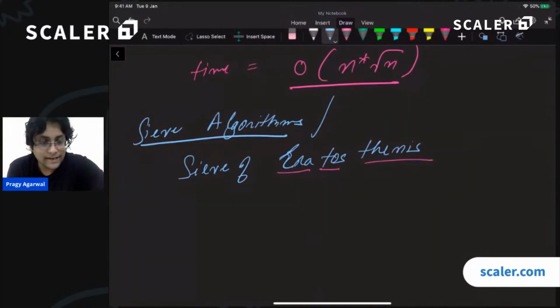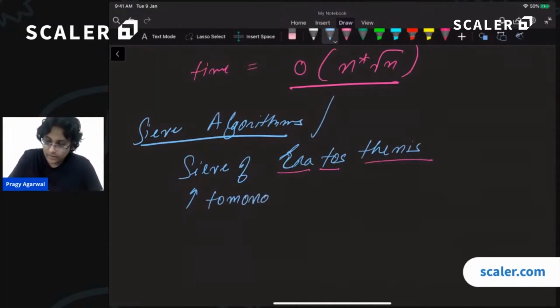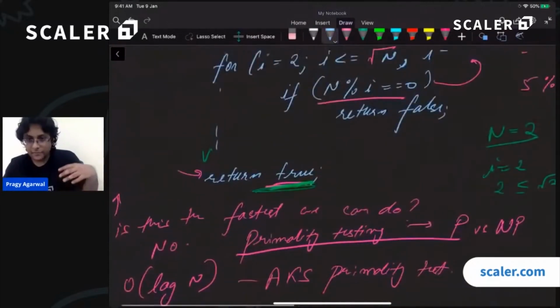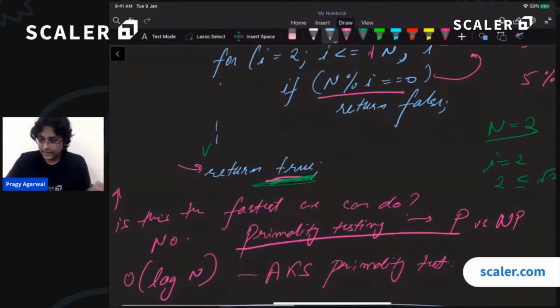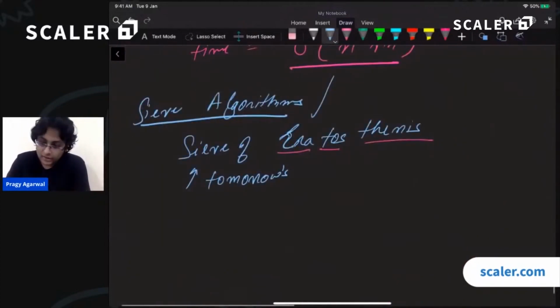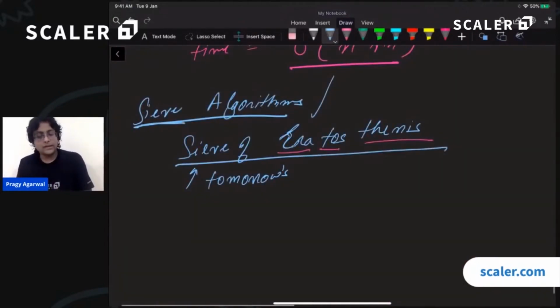We are already at 7:18. So let me not continue the sieve of Eratosthenes today. Let us continue this in tomorrow's class. We are going to keep today's class simple enough, because you will have a lot of practice problems that you can go and try. So let us not continue with the sieve of Eratosthenes today. We will talk about this sieve algorithm tomorrow.